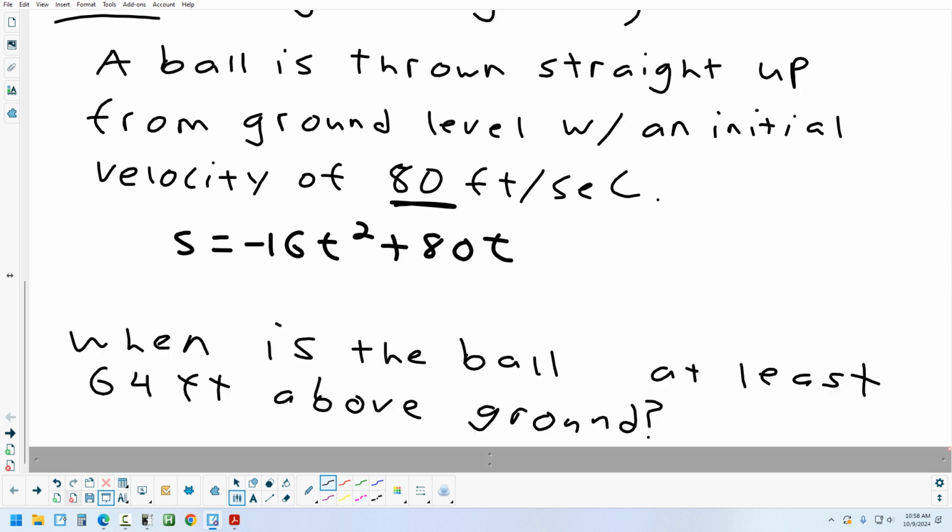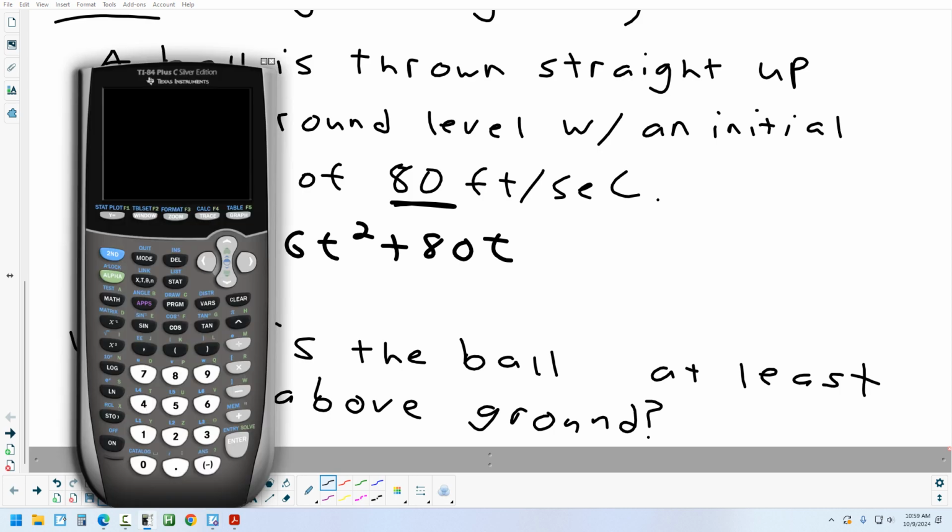So the question is, when is the ball at least 64 feet off the ground? What would that mean as an inequality? At least. That's not really one of the names of the 4 symbols. I want to translate that to a symbol. Yeah? More than or equal to? Yeah, more than or equal to. Yep.